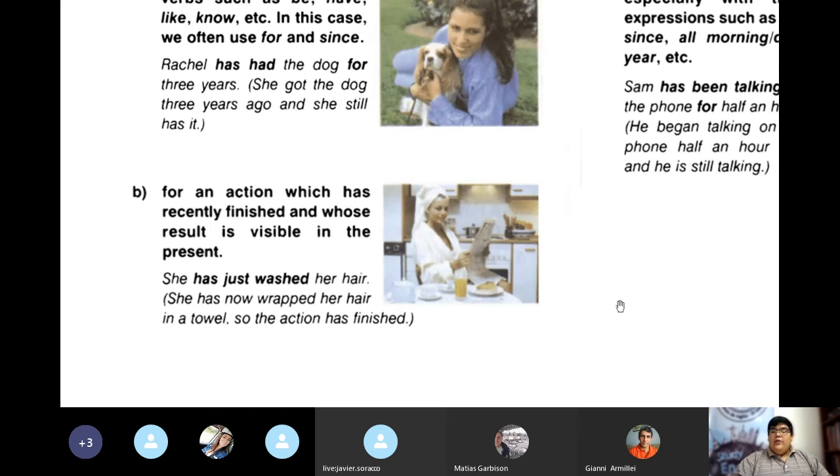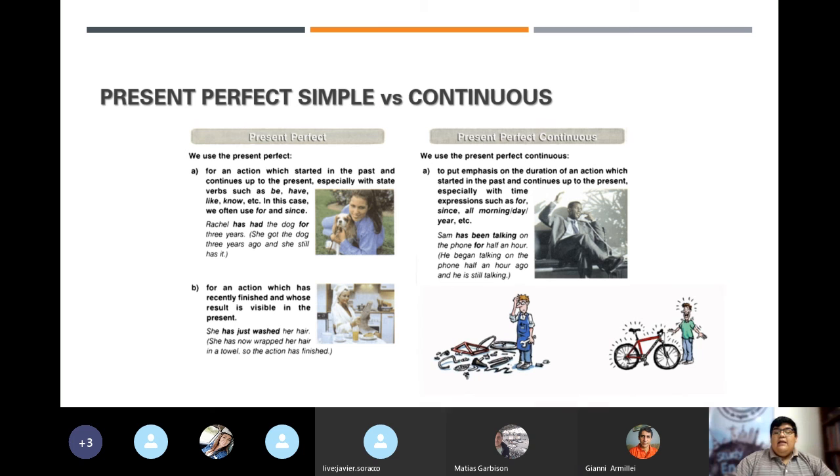And here we have another use of the present perfect simple that is also important from my point of view, that is for actions which have recently finished and whose result is visible in the present, okay? Remember this use? She has just washed her hair. And I can watch her, or I can see her with a towel on her head. She has just washed her hair, and we have a result in the present. Please look at this picture.